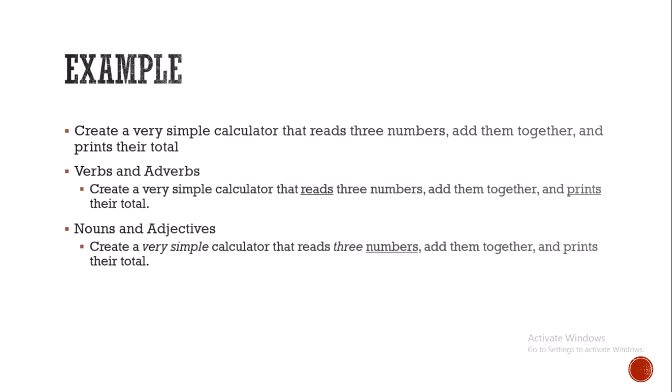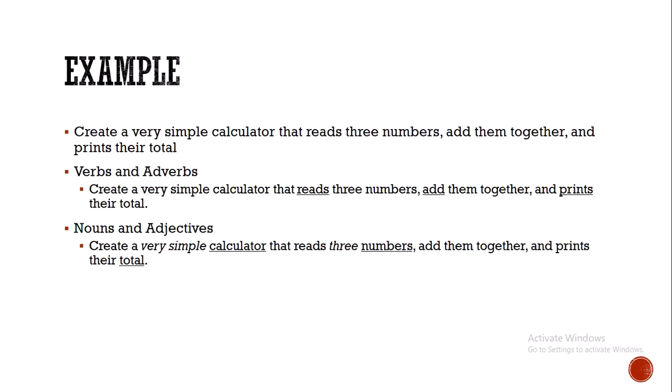Let's now practice the concepts that we have discussed till now. Create a very simple calculator that reads three numbers, adds them together, and prints their total. Looking for the verbs in the statement, you would find three verbs which I have underlined. The first one is reads, the second is add and the third is print. Looking for nouns and adjectives in the statement, you would find calculator and three numbers and total. As we have segregated these nouns and verbs, we can now write the IPO of the given problem statement. Now have a look at its IPO.